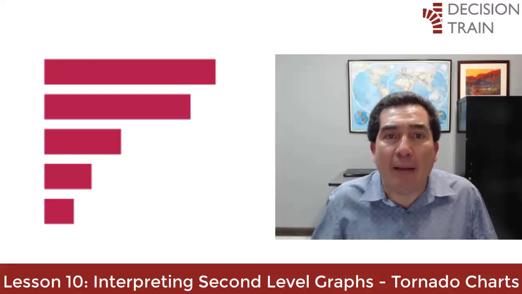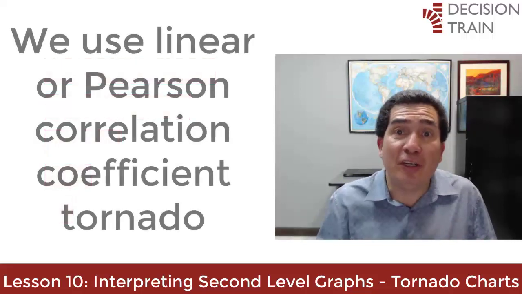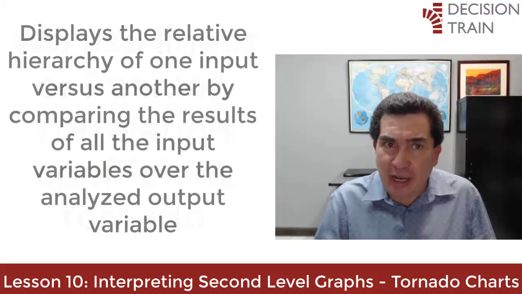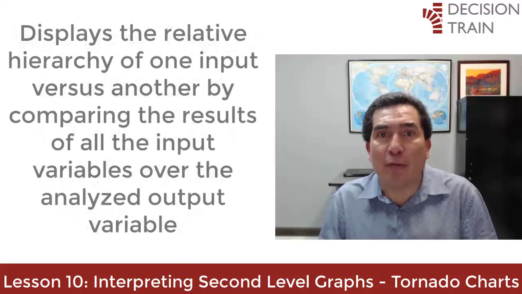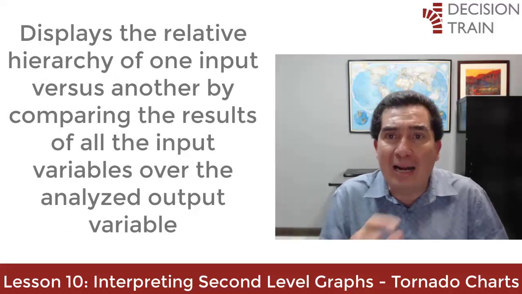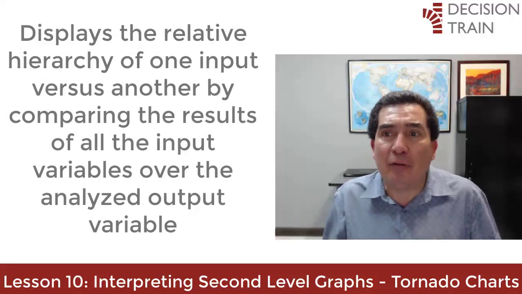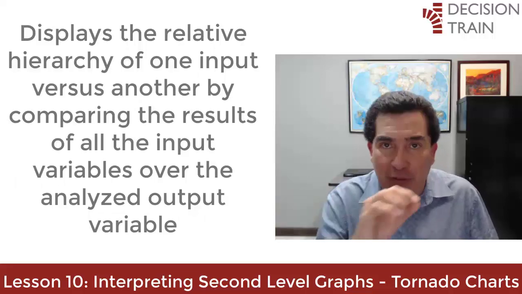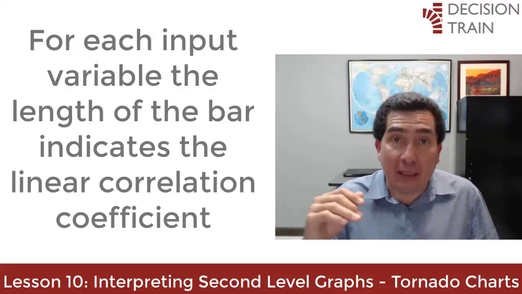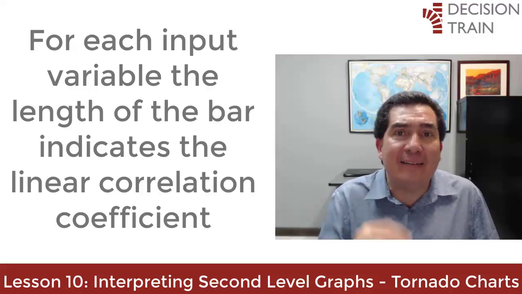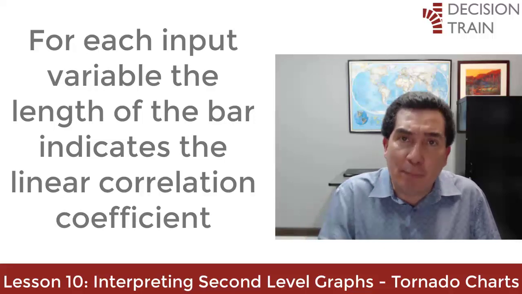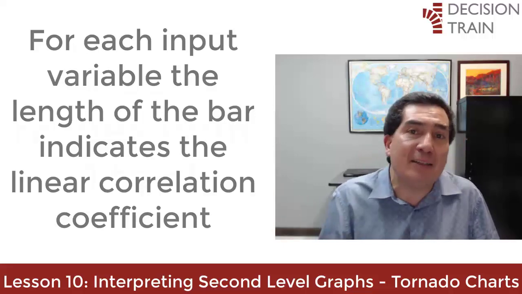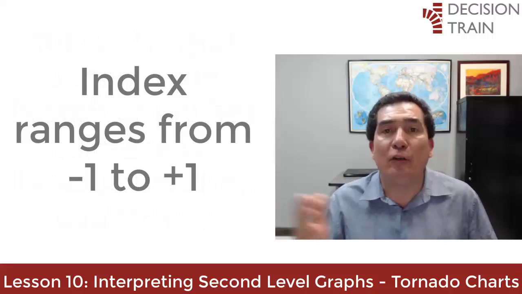There are several types of tornado charts. The one used here is the linear or Pearson correlation coefficient. In general, this tornado chart displays the relative hierarchy of one input versus another by comparing the results of all the input variables over the analyzed output variable. For each input variable, the length of a bar indicates the linear correlation coefficient between the output or result variable and the input variable, measured by this index, which ranges from -1 to +1.